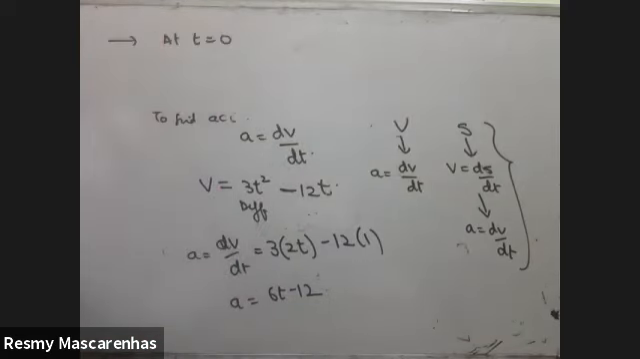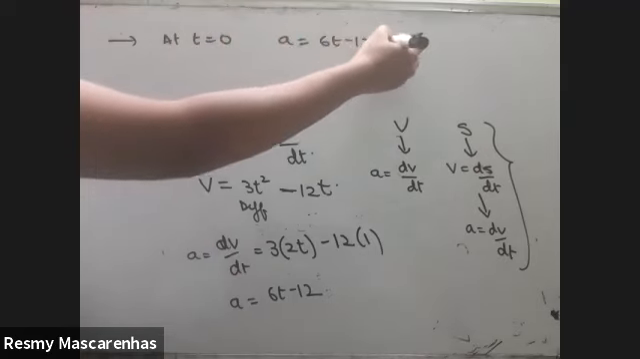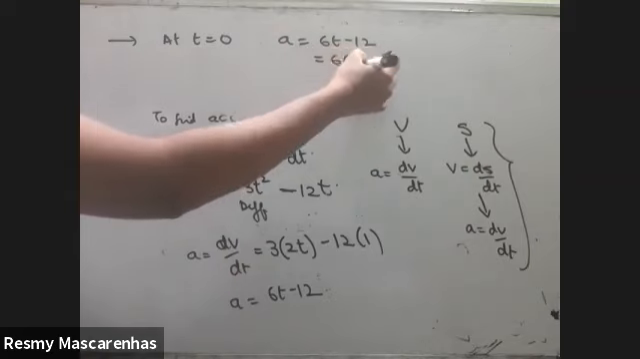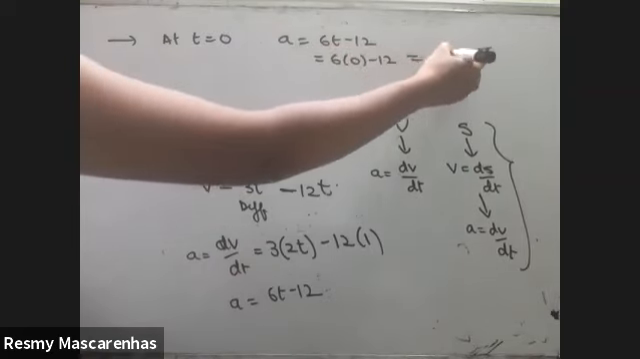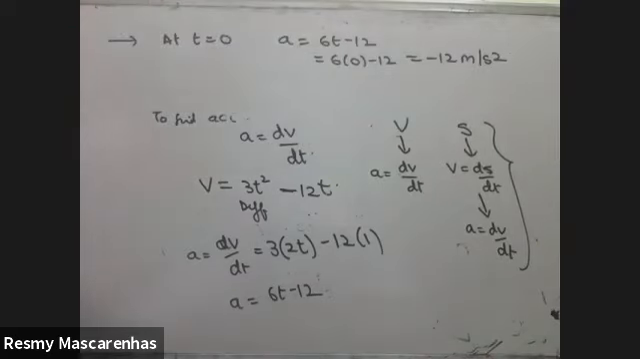So first we'll find at t equals 0. The acceleration will be minus 12 meter per second square. Wherever there is t, put 0.